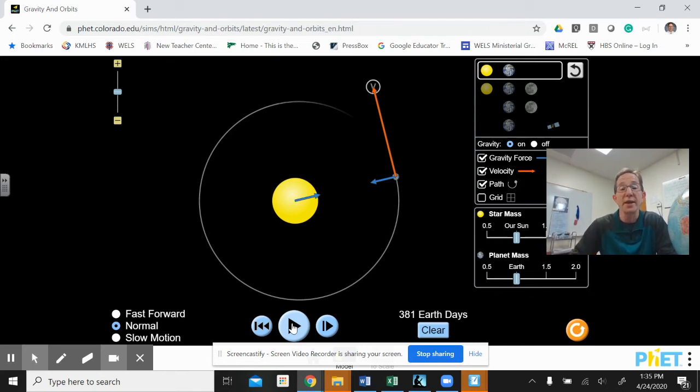That's Newton's second law. Newton's third law. What do you notice about the gravitational force on the Earth by the sun compared to the gravitational force on the sun by the Earth?